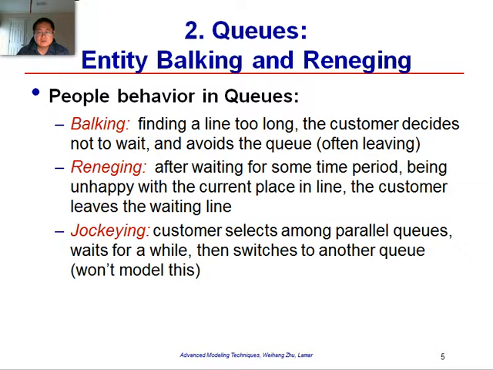People may not keep waiting when they are in a queue. Some people do not want to wait at all if the line is very long. This is called balking. Some people may give up waiting after a while. This is called reneging. Some people want to change a queue if they think the other queue is shorter and quicker. This is called jockeying.